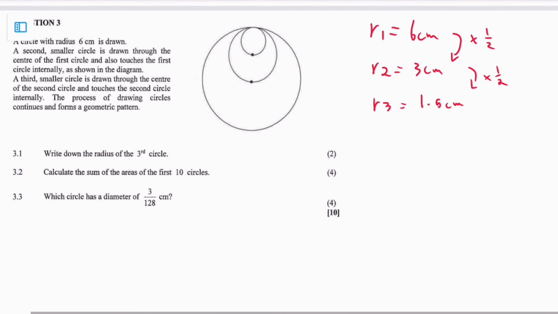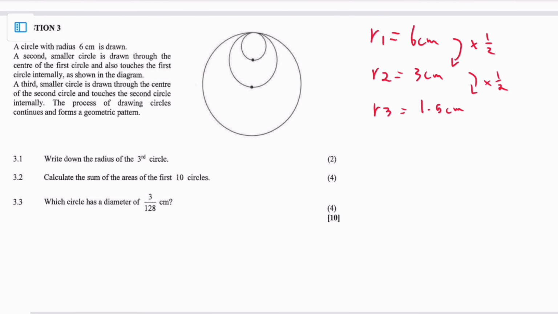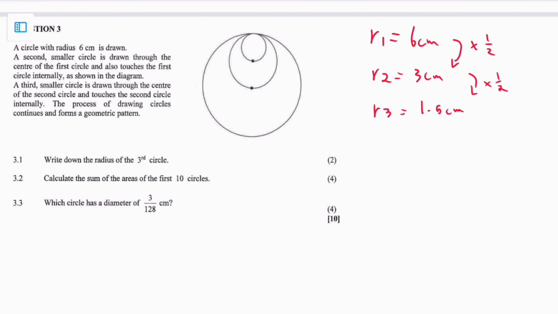Okay. So now a circle with radius 6 centimeters is drawn. A second smaller circle is drawn through the center of the first circle and also touches the first circle internally as shown in the diagram. And then a third smaller circle is drawn through the center of the second circle and touches the second circle internally. The process of drawing circles continues and forms a geometric pattern.